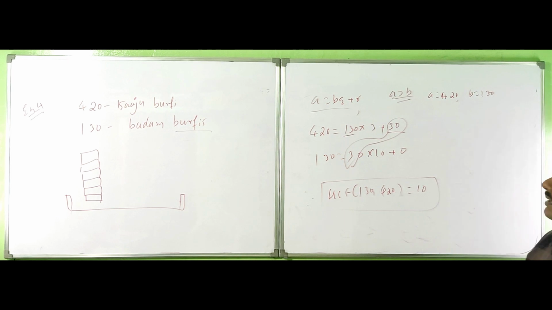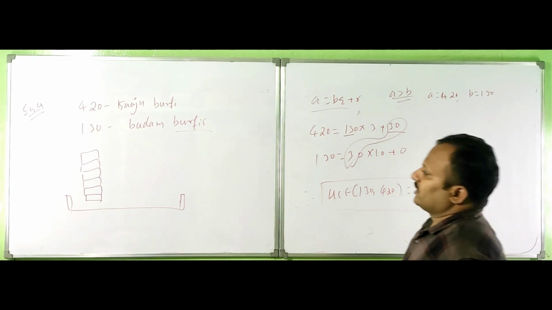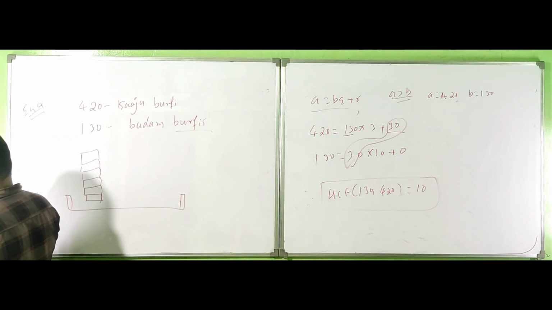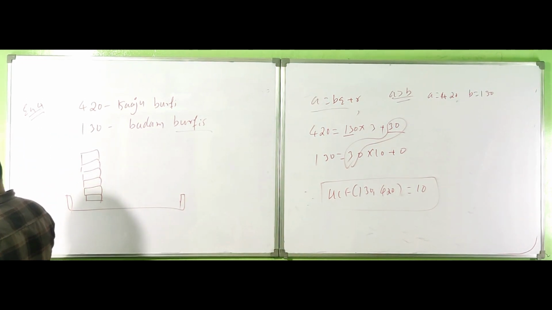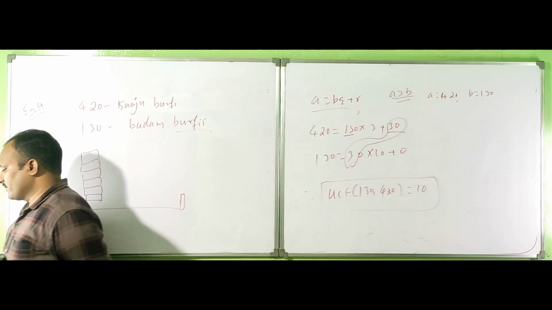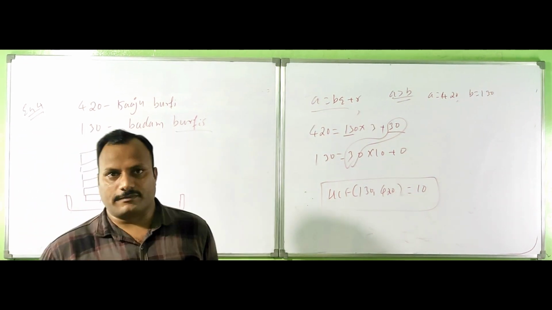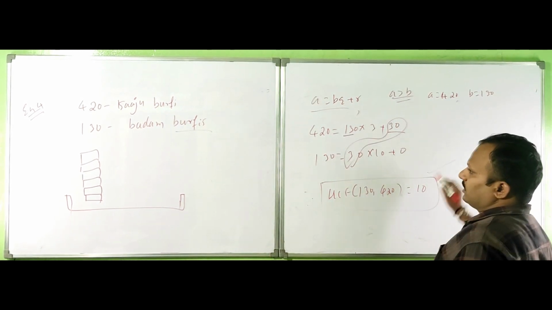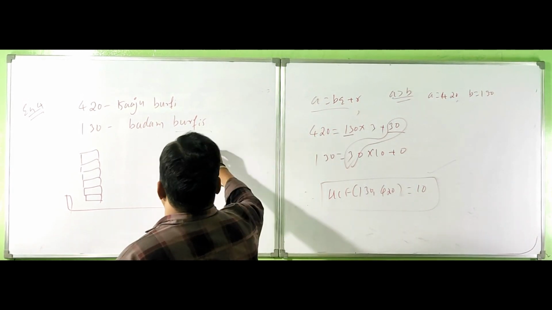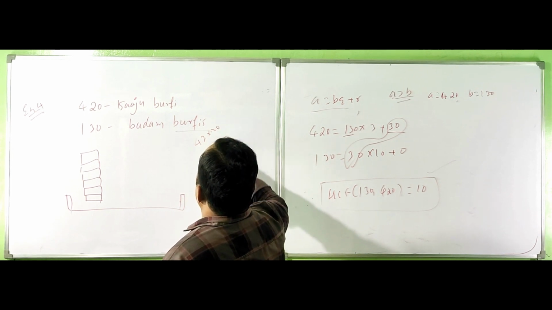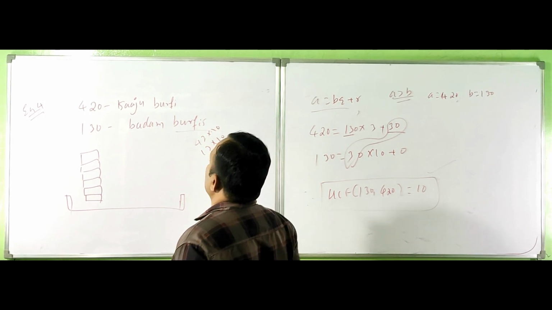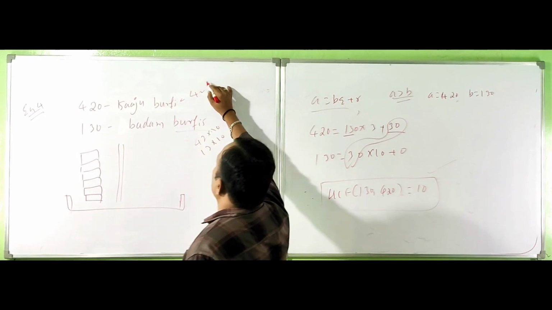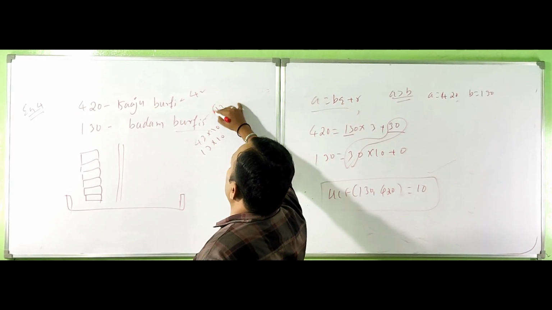Okay, therefore the number of burfis, sir, each stack has 10 kind of burfis. So C means stacks of 10 for both kinds of burfis. Stacks of 10 model. So this is 42 into 10 and 13 into 10.